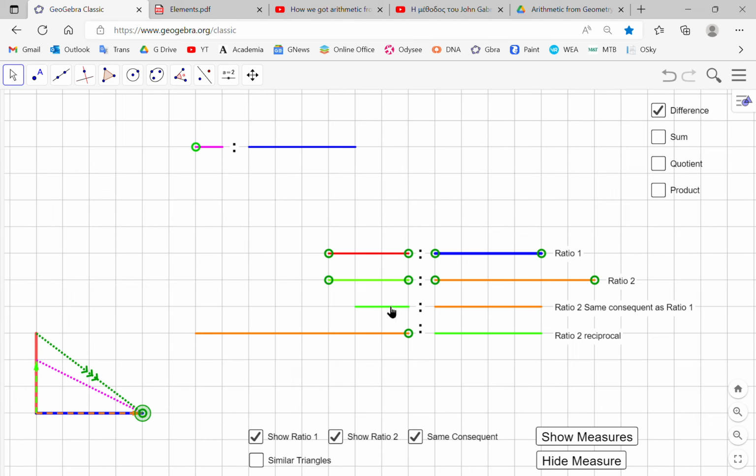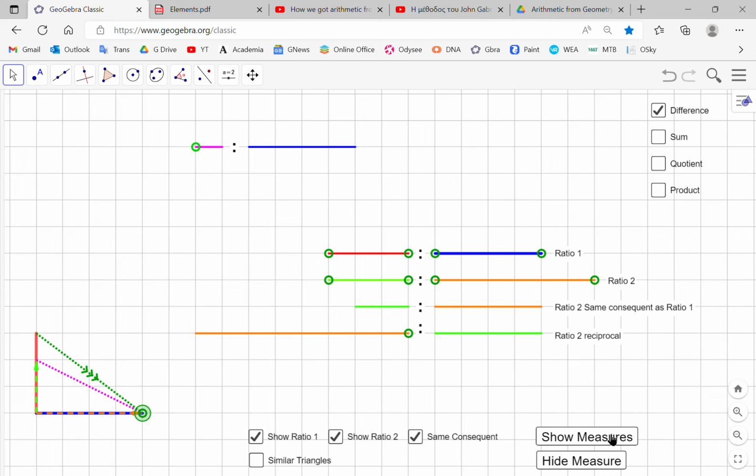So this short green line, which corresponds to this green line, and this orange line corresponding to the dotted orange line. So now we've got the ratios aligned, and we can simply say that the difference is just this line segment diminished by this distance, right? So the difference is just this magenta line, and of course the consequent is this blue line.